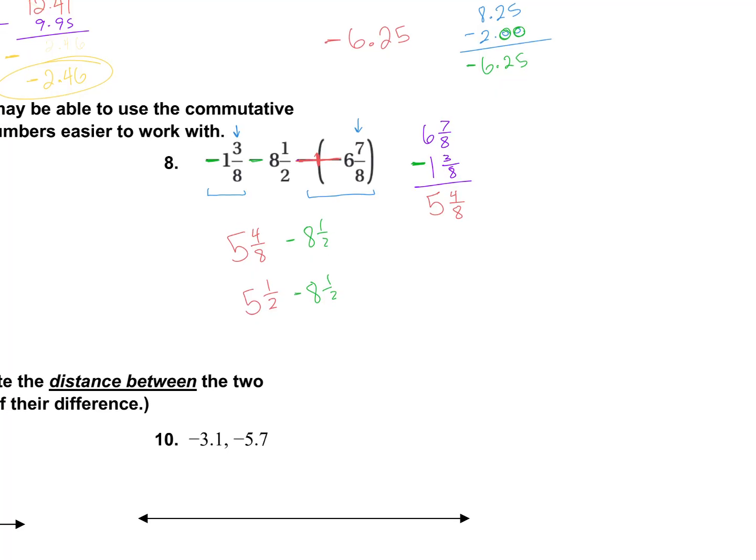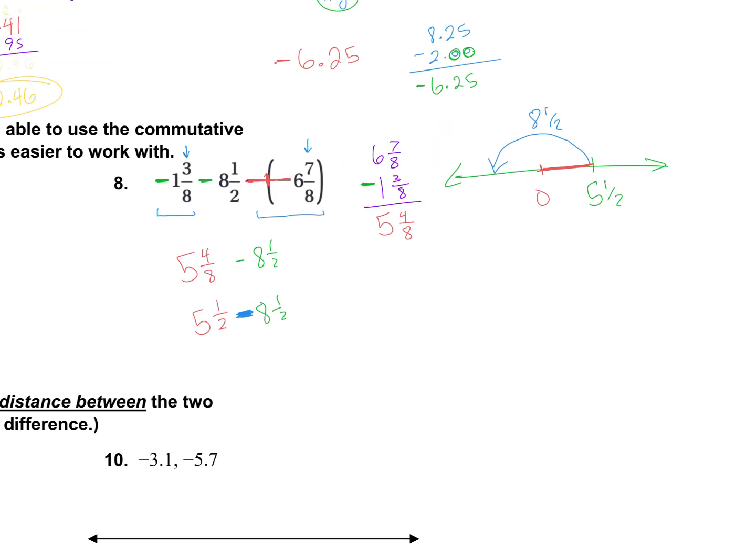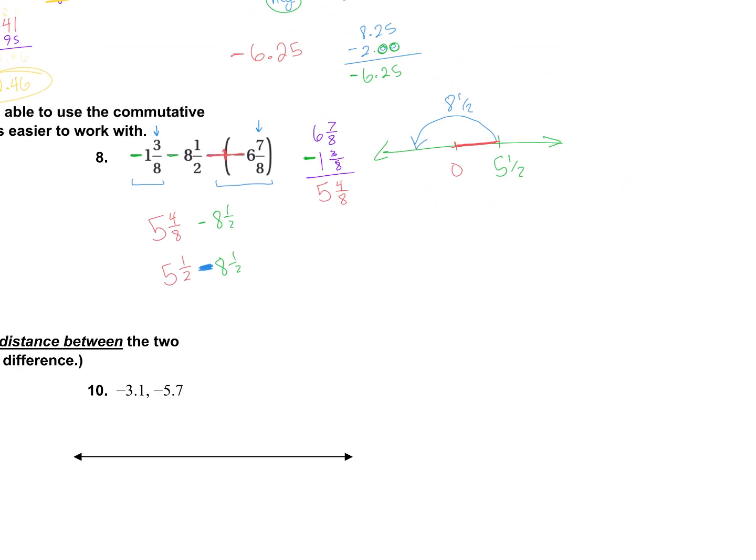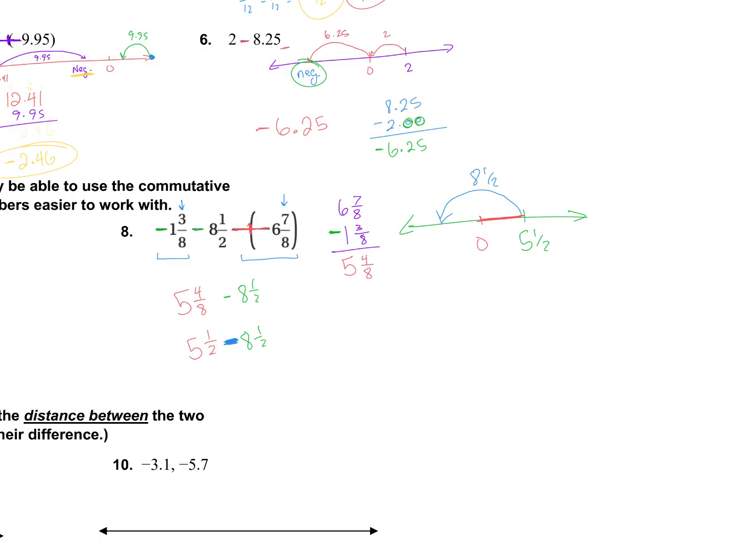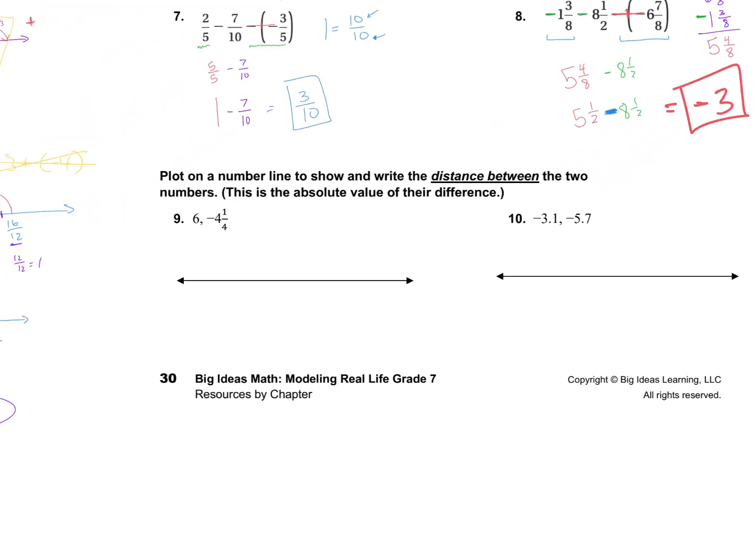So what I'm seeing here is that on our number line, we are at 5.5, and we are about to subtract 8.5. Okay, well, how far is it to 0? It's roughly 5.5 to 0. So it would only be another 3 to get right there. So the answer here is just -3. Just got a couple more.